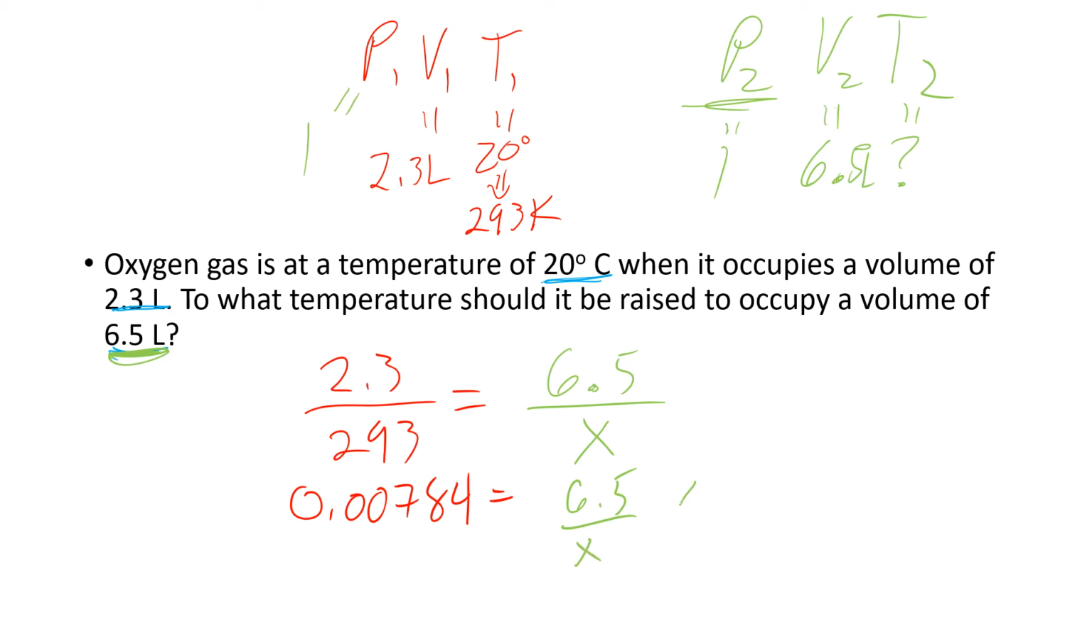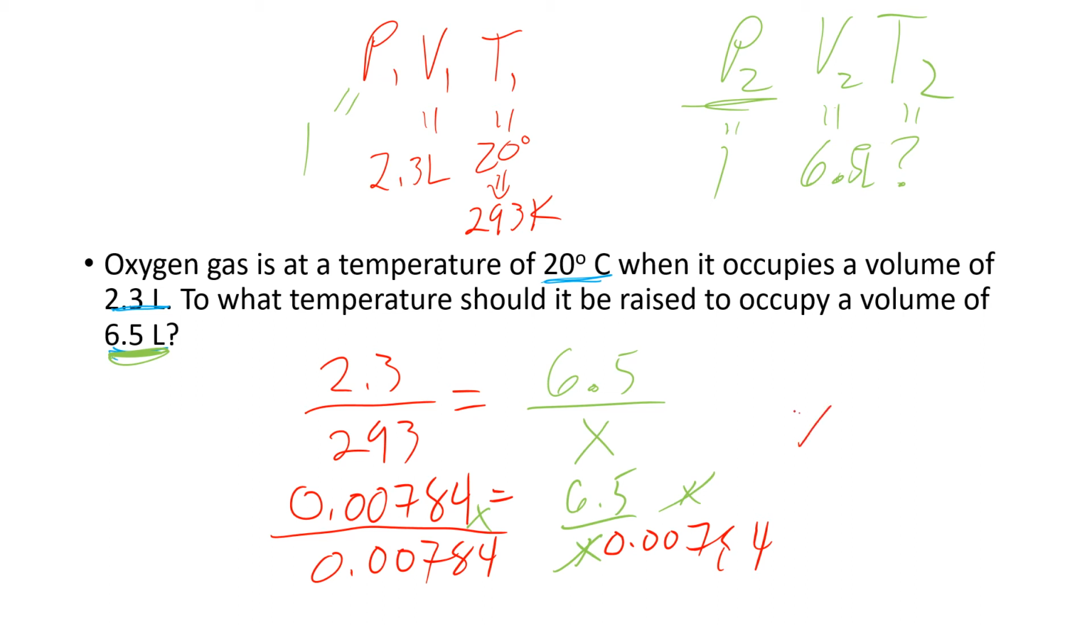And then to get that X out of there, I multiplied here and I multiplied here. And basically I get 0.00784 times X equals 6.5. So then I need to divide both sides by 0.00784 to isolate that X. And what you get is X is equal to 6.5 divided by 0.00784, 829. And the units of that, because it's temperature, are Kelvin.